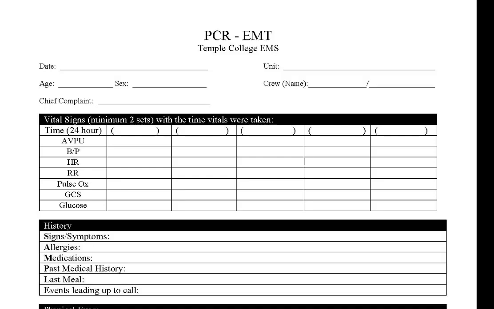Below the vital signs is the history section. This is where you will document your SAMPLE history. Make sure to include your pertinent negatives as well as positives under the signs and symptoms. For example, if you have a patient that has chest pain but does not have shortness of breath, both of these are significant and need to be documented.